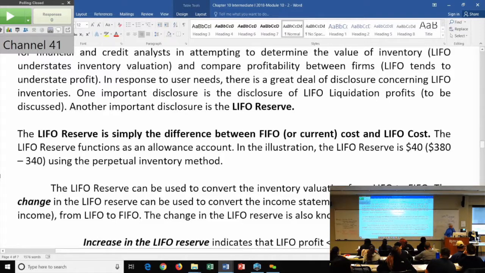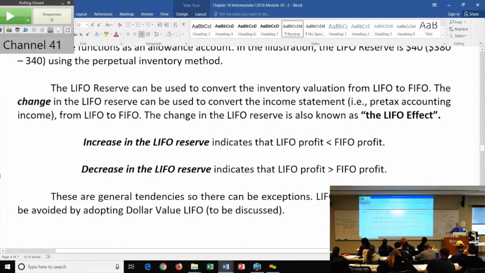It'll also tell you that if you want to adjust cost of goods sold, it's the change in the reserve. The change in the reserve is known as the LIFO effect. And I'm going to give you another example to show you that. So the footnotes would disclose the following. It would disclose the 40.